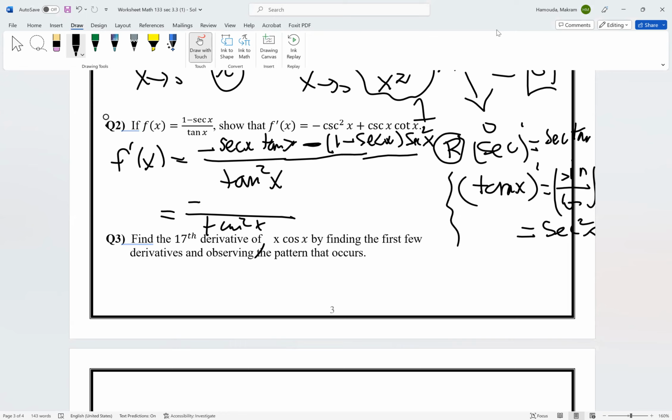So it's like minus secant squared x multiplied by sine, because tan is sine over cosine. It means sine times secant, and then minus secant squared plus secant cube of x. Okay, now we can simplify a little bit.